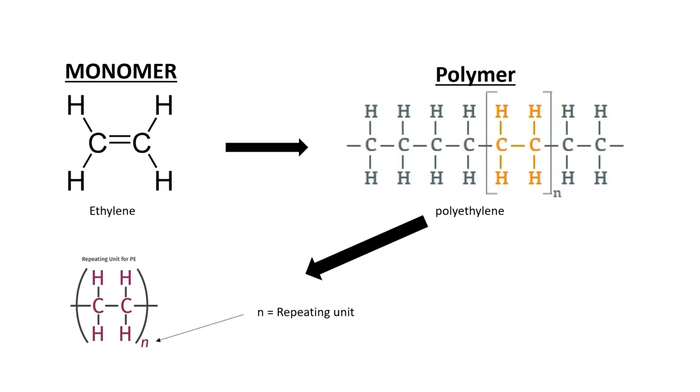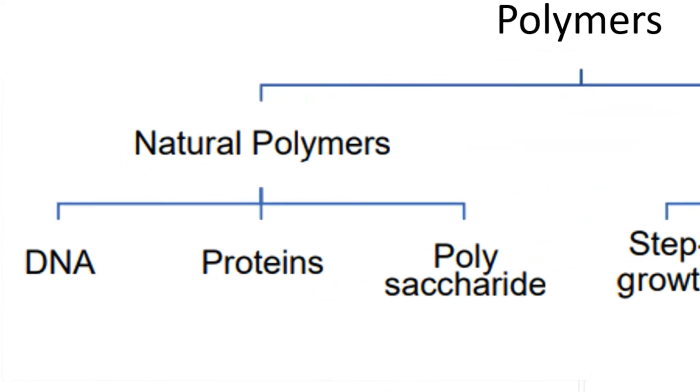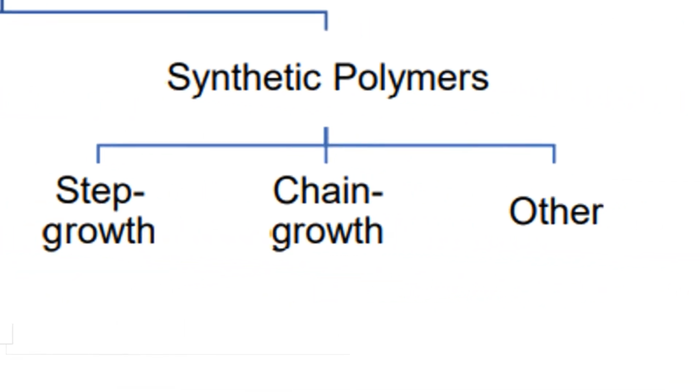There are many ways we can categorize polymers, but one way to do so is by whether they're natural or synthetic. Some polymers exist naturally in the world, so we call them natural polymers. This includes DNA, proteins, and polysaccharides such as cellulose in plants. There are then synthetic ones, which we can create. There are two main mechanisms for this, known as step growth and chain growth, but others exist too. The first way we'll explore is chain growth.